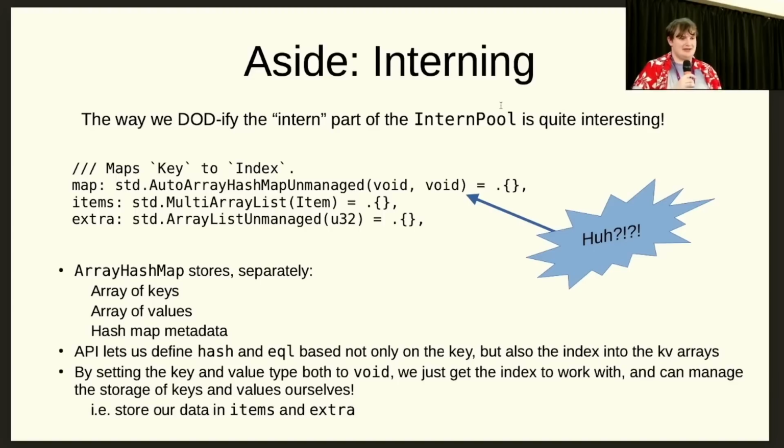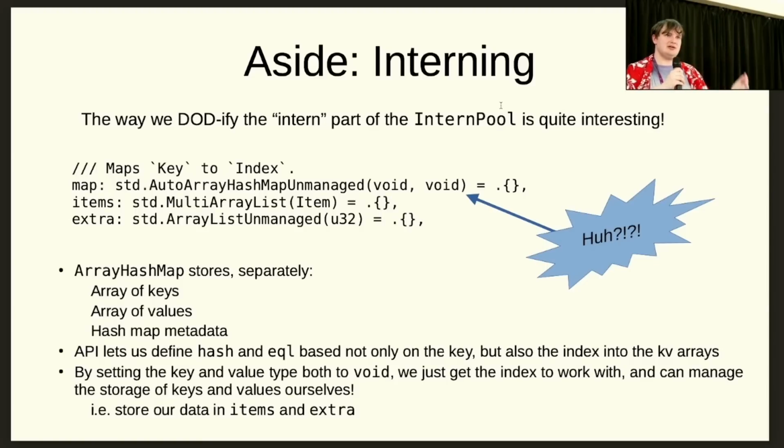This is a bit of a tangent, but it's an interesting tangent. The way we do interning is kind of fun. We have this field here in the intern pool called map, which is a hash map from void to void. You probably look at that and go, well, that makes no sense. It seems like a really expensive Boolean. But what's actually happening here is this is a type in the Zig standard library called an array hash map, which stores an array of keys and an array of values and all of the hash map metadata. So it will store hashes, it will store all the lookup stuff it needs.